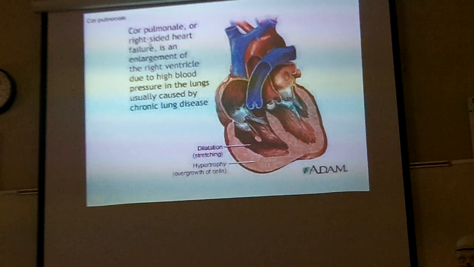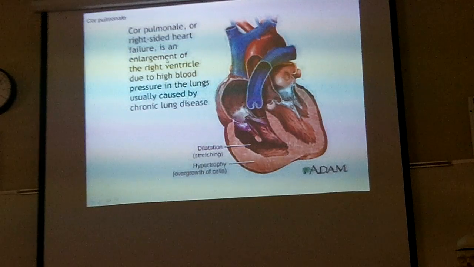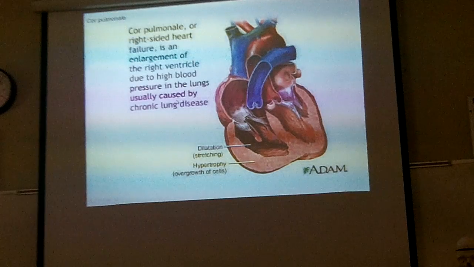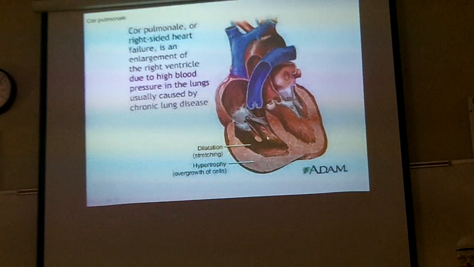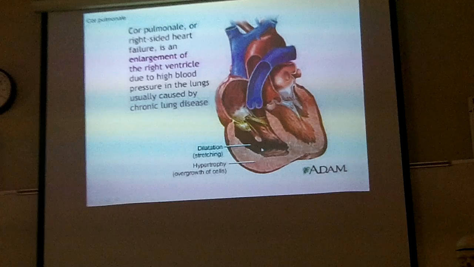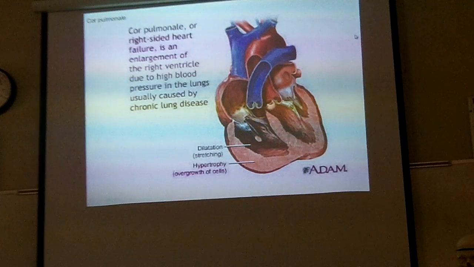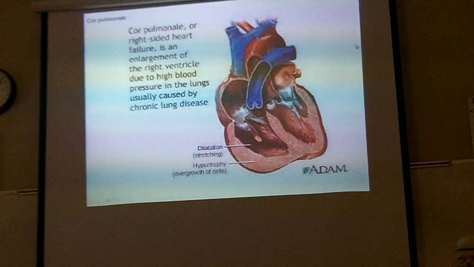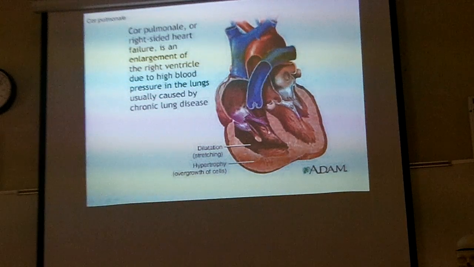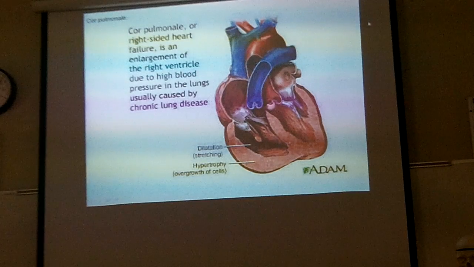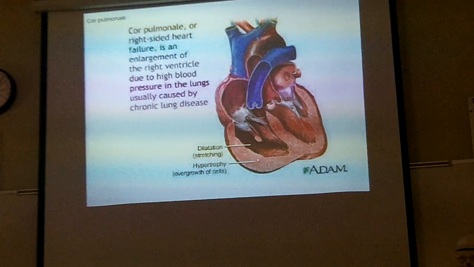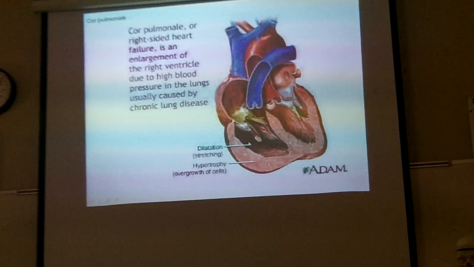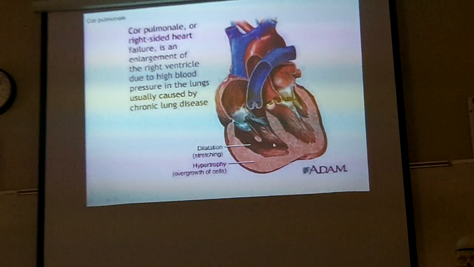Cor pulmonale, or right-sided heart failure, is an enlargement of the right ventricle due to high blood pressure in the lungs, usually caused by chronic lung disease. Remember, this ventricle sends blood to the lungs. If the lungs are diseased, it's hard to get the blood through. So the pressure builds up, and this side of the heart, trying to get that extra blood through the lungs, gets bigger and thicker. And it gets stretched, and that can be problematic.